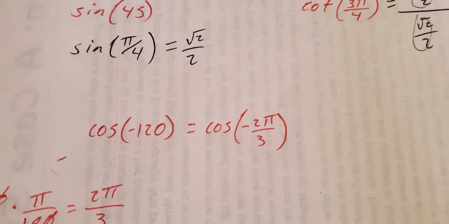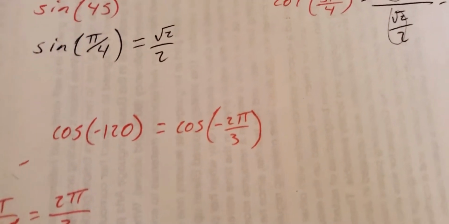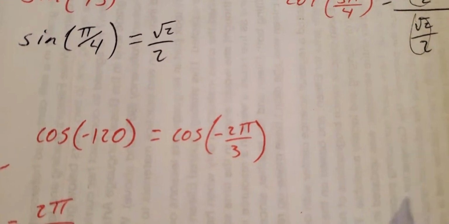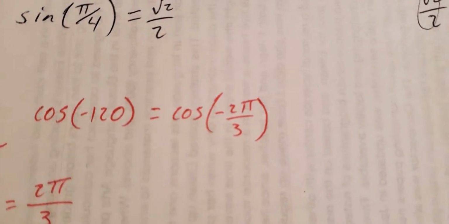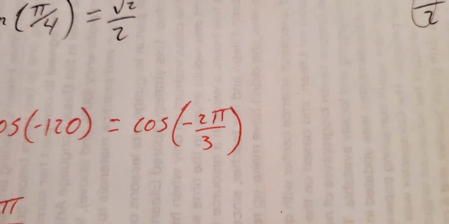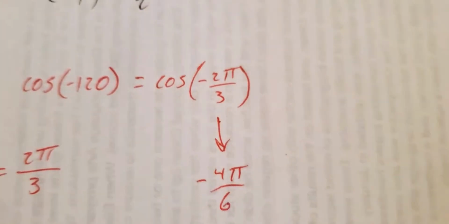Nice. Well, let's look for negative 2 pi over 3. In my unit circle, one of them goes by sixths. It goes by 1 pi over 6, 2 pi over 6, 3 pi over 6, and so on. So I would rewrite this as a pi over 6, as negative 4 pi over 6. This way it'll be easier.